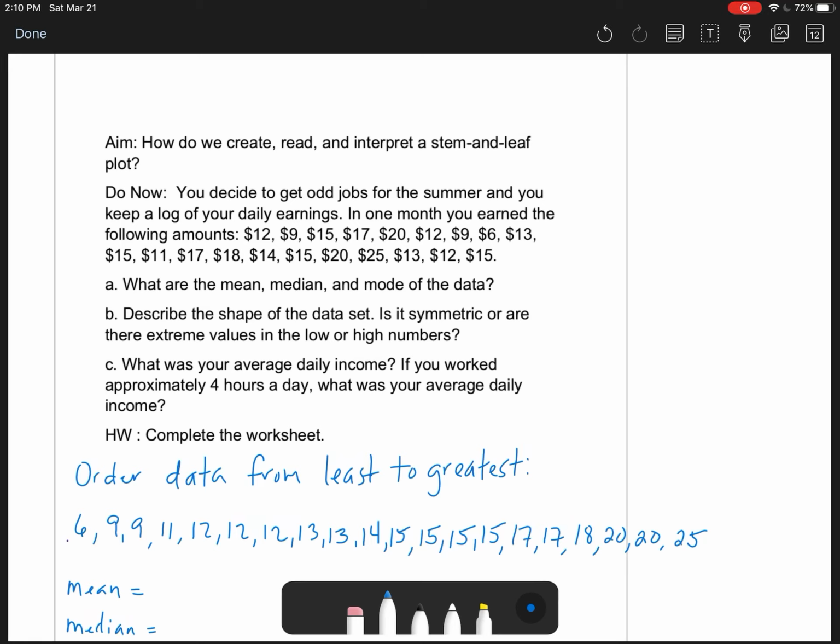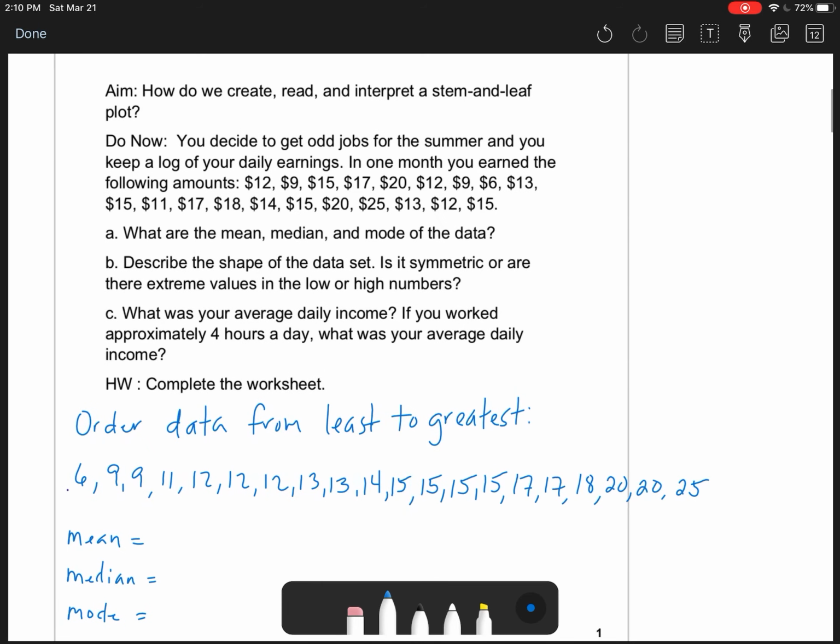So today, this is the lesson for today, Monday, March 23rd. Okay, how do we create, read, and interpret a stem and leaf plot? All right, so let me walk through everything that you need to do for this lesson. Let's take a look at the do now.